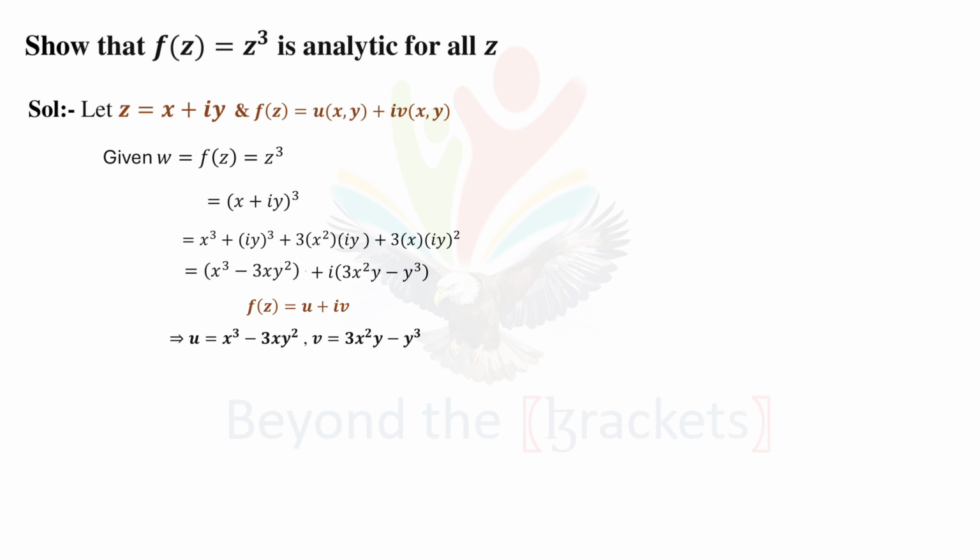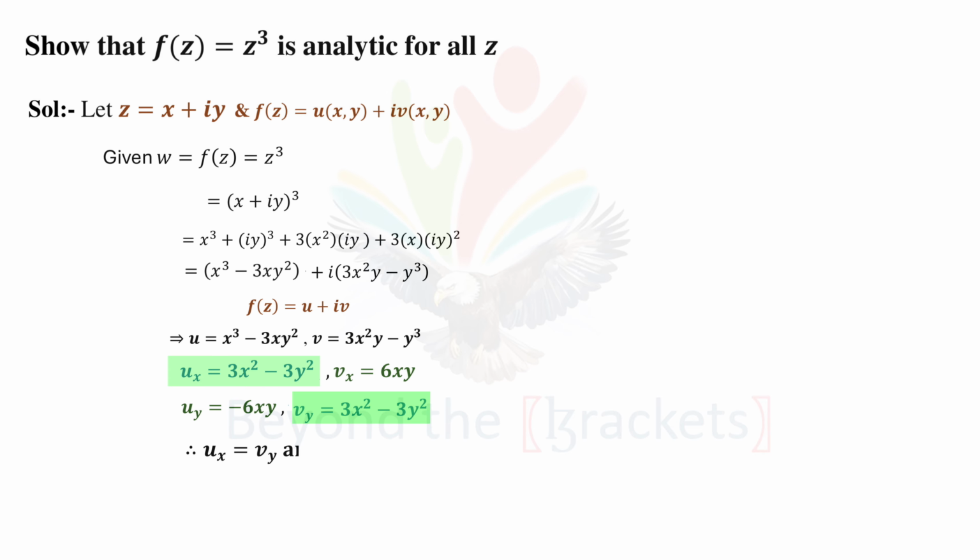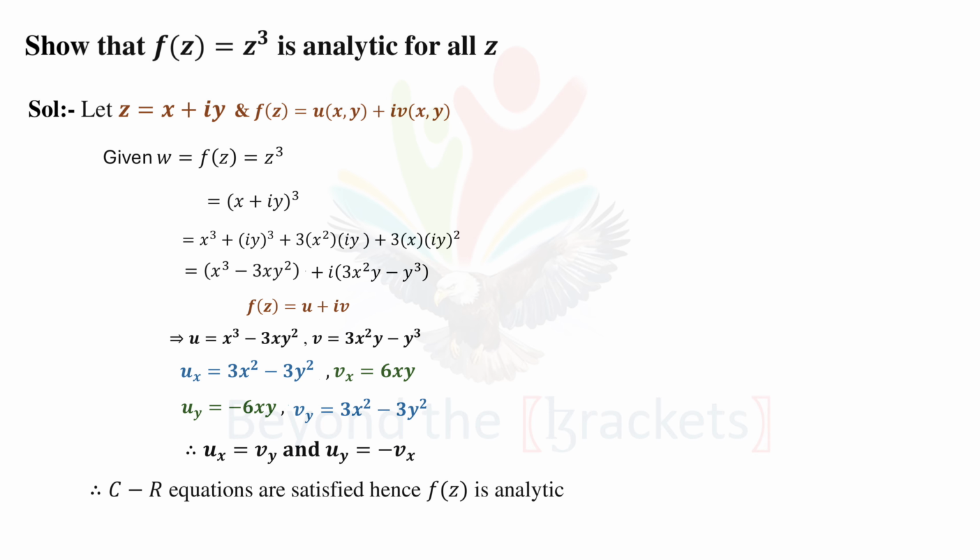To find the partial derivatives, first differentiate u with respect to x. We get 3x^2 - 3y^2. v with respect to x, we get 6xy. u with respect to y, we get -6xy. v with respect to y, we get 3x^2 - 3y^2. Since u and v are polynomials, their partial derivatives are continuous everywhere. Moreover, ux = vy and uy = -vx. This implies that the CR equations are satisfied and hence f(z) is analytic.